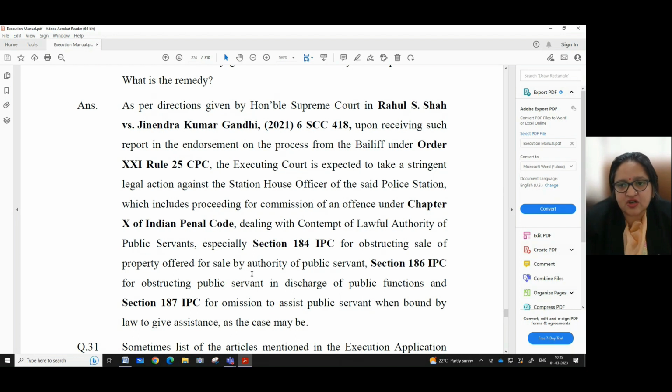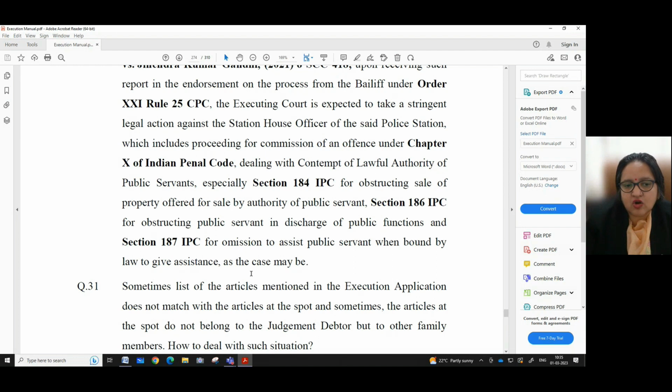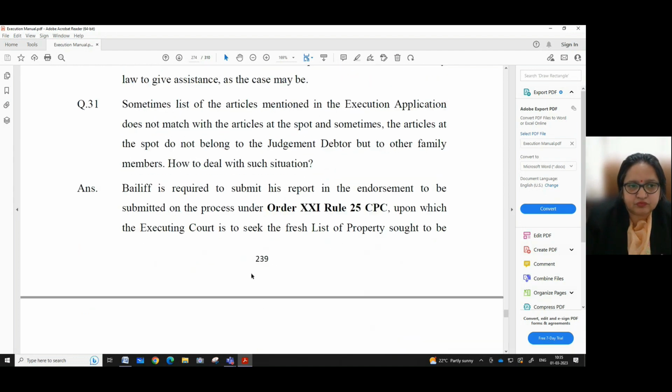upon receiving such report in the endorsement on the process from the bailiff under Order 21, Rule 25 CPC, the executing court is expected to take stringent legal action against the station house officer of the said police station, which includes proceeding for commission of an offence under Chapter 10 of the Indian Penal Code, dealing with contempt of lawful authority of public servants, especially Section 184 IPC for obstructing sale of property offered for sale by authority of public servant, Section 186 IPC for obstructing public servant in discharge of public functions, and Section 187 IPC for omission to assist public servant when bound by law to give assistance, as the case may be.